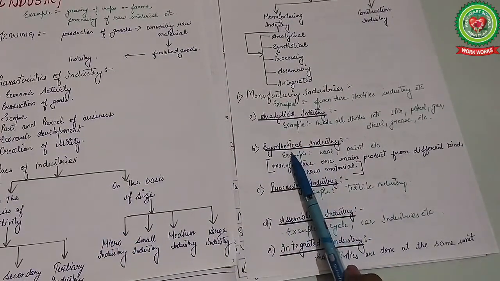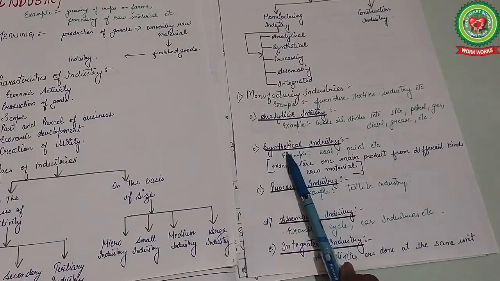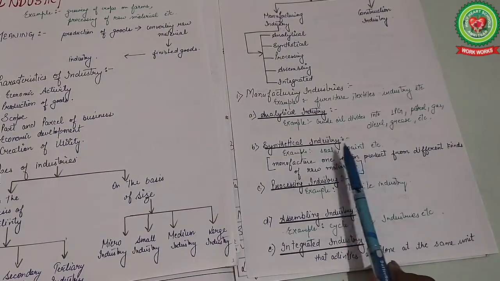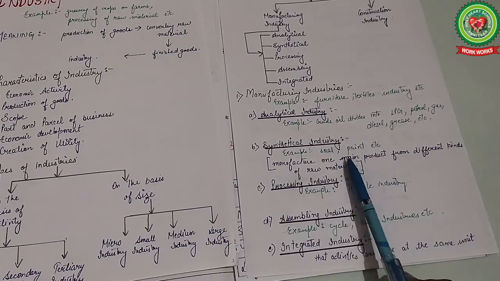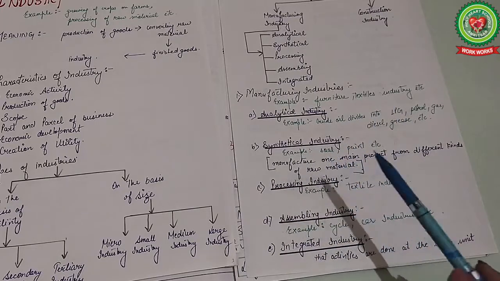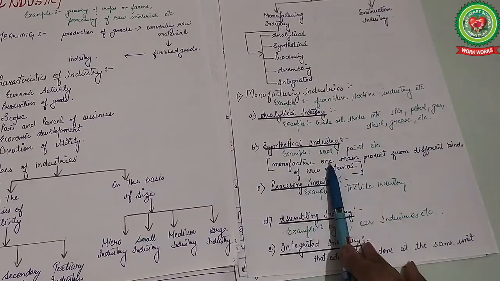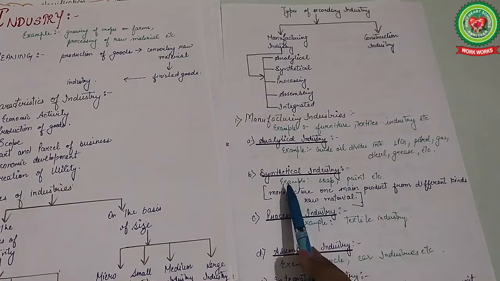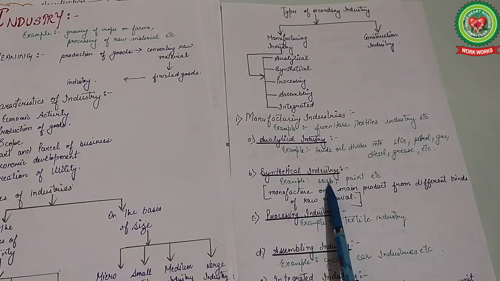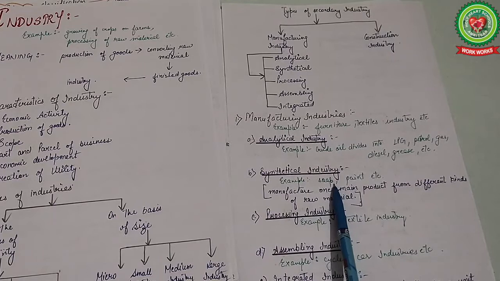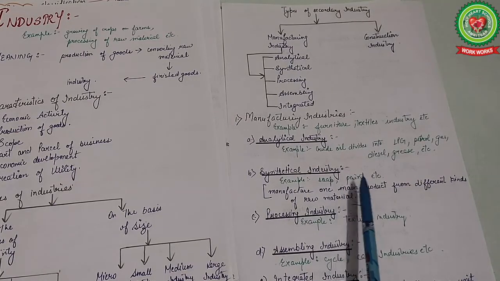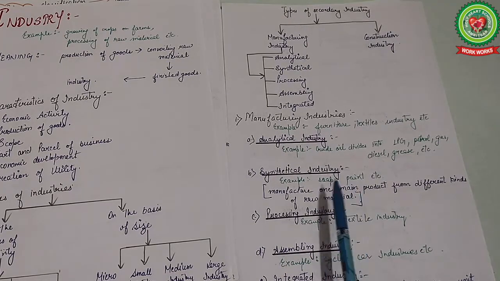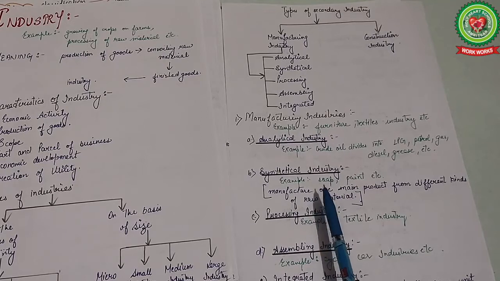After that comes the synthetical industry. Synthetical industry means, for example, soap and paint, where various products are used to make one product. Like soap, where various products are used to make a soap, right? And then paint, and some cosmetics products should also be included in this. That is why it is known as the synthetical industry.